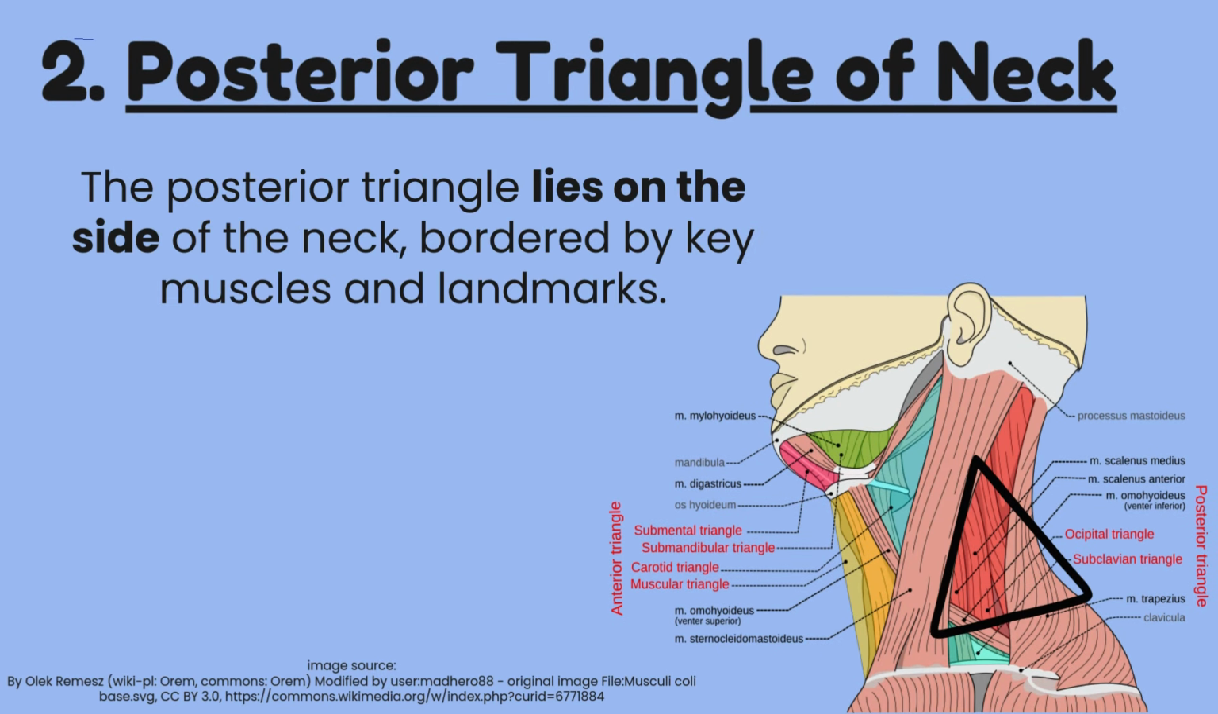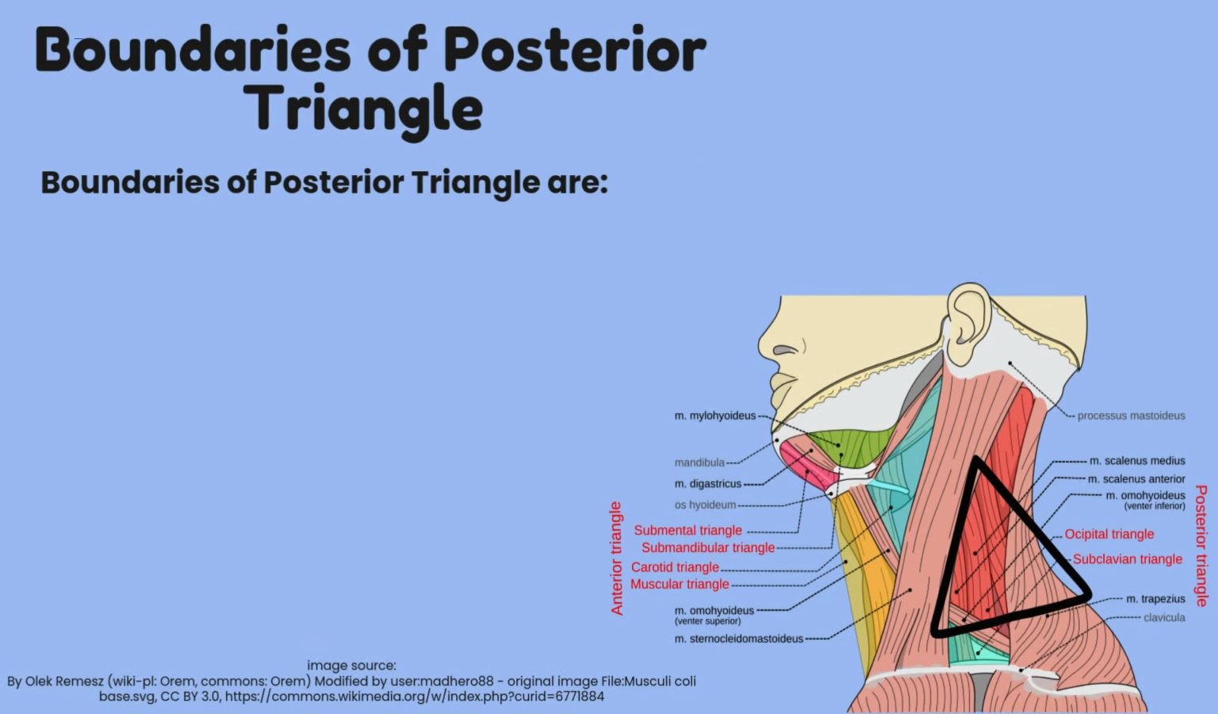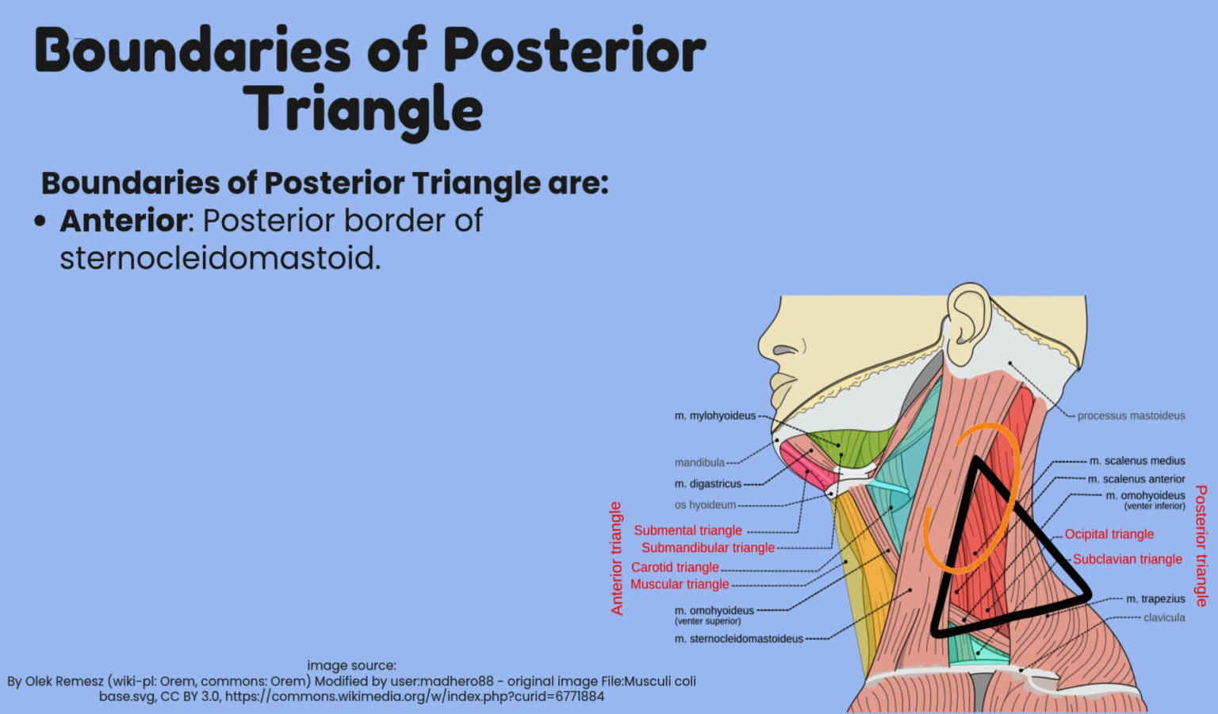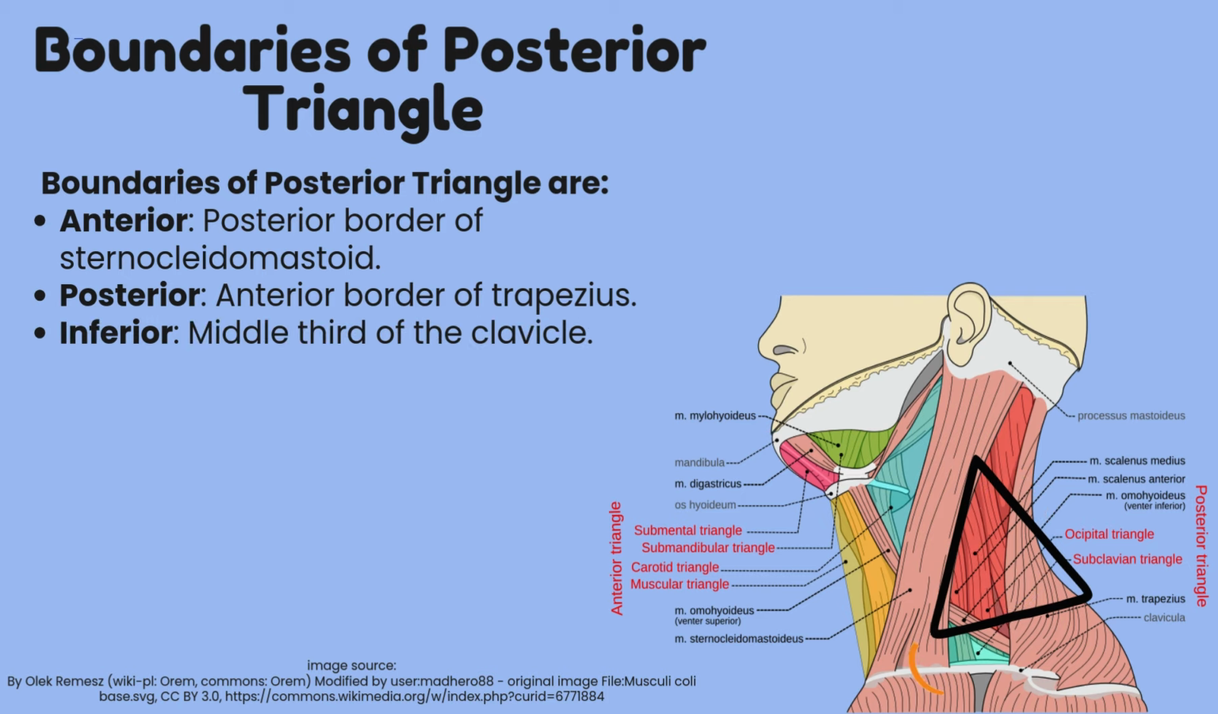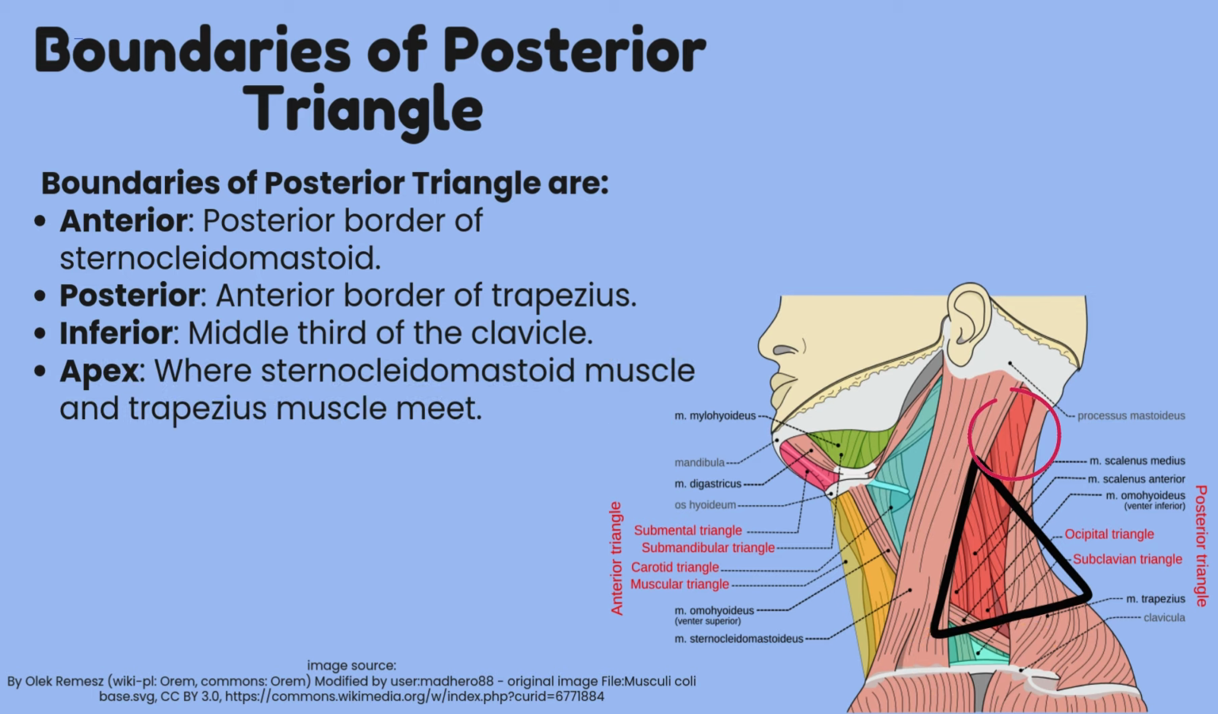The posterior triangle lies on the side of the neck, bordered by key muscles and landmarks. Boundaries of the posterior triangle are: its anterior boundary is the posterior border of the sternocleidomastoid. Its posterior boundary is the anterior border of the trapezius. Its inferior boundary is the middle third of the clavicle. Its apex is the site where the sternocleidomastoid muscle and trapezius muscle meet.